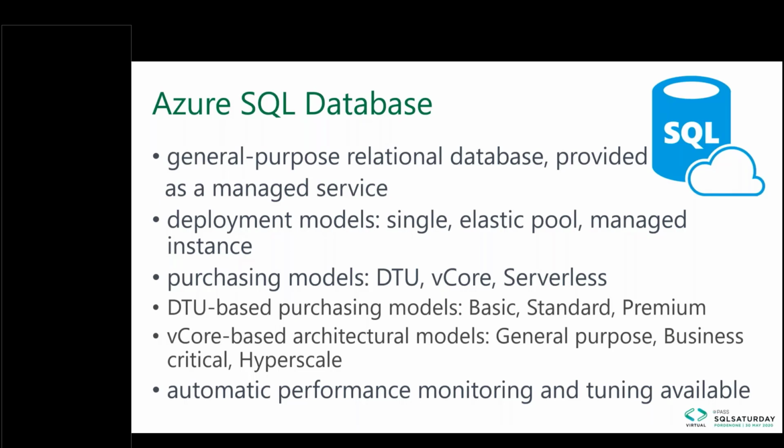And vCore-based architectural models can be general purpose, business critical, and hyperscale. The distinction is also basically about scaling. General purpose is for some general uses. Business critical ensures much higher SLA numbers for the availability of your instance, and hyperscale is for the biggest instances that you might need. I think it's up to 100 terabytes of storage and a lot of computation.